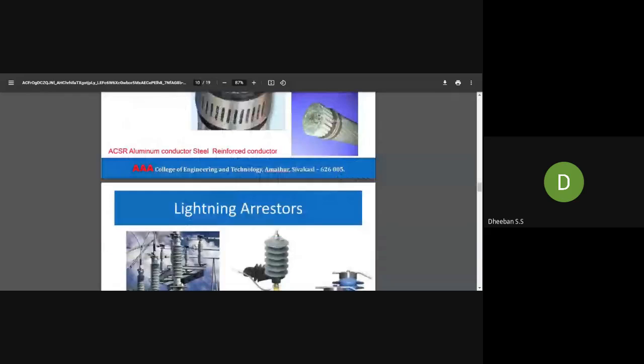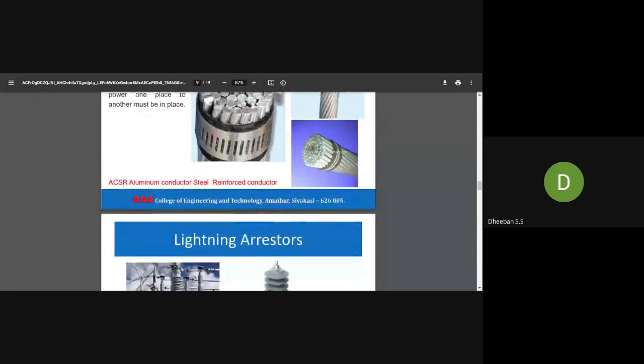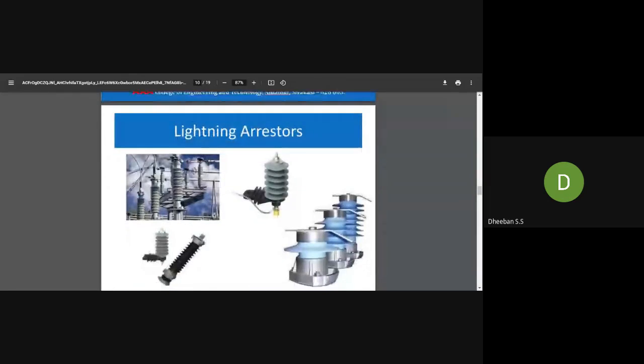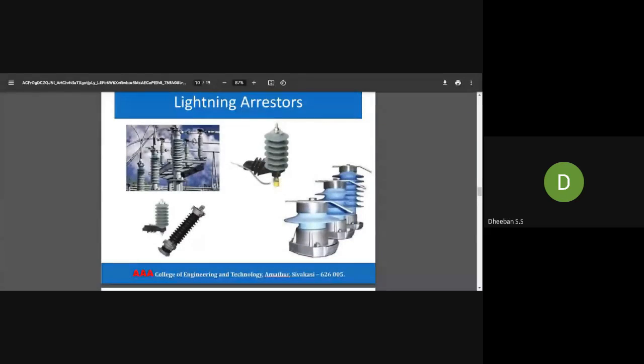So ACSR means aluminum conductors, steel reinforced conductors. Okay. Lightning arresters. This lightning arrester plays a vital role in protecting your towers. Whenever a lightning strike occurs, it is needed to have lightning arresters in your transmission towers.